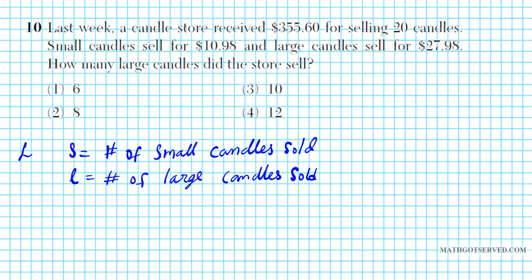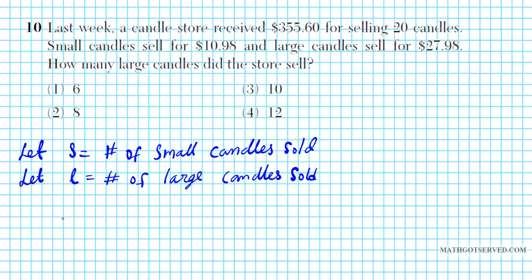All right, so let's put a let here. Now remember, we're looking for L, the number of large candles sold, so that will be our focus. Let's go ahead and set up our equations. There are two equations we're going to have: the cost equation and the quantity equation.